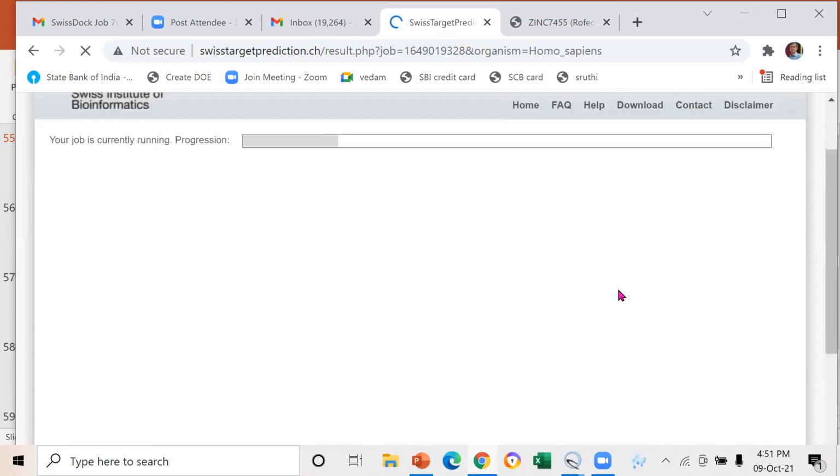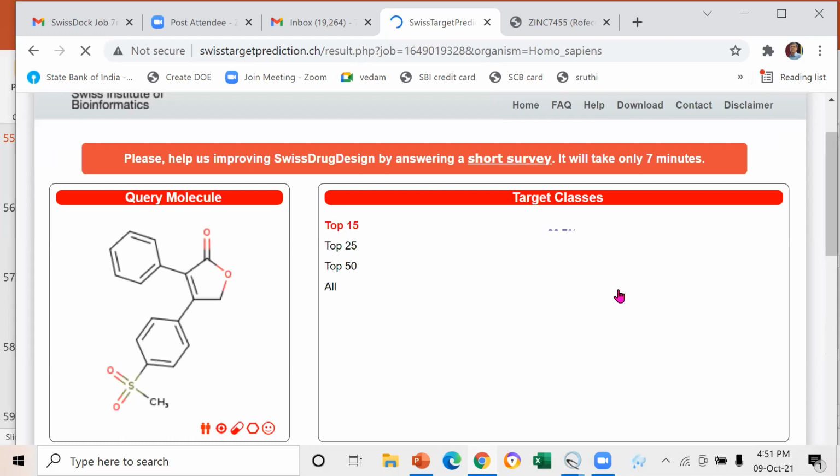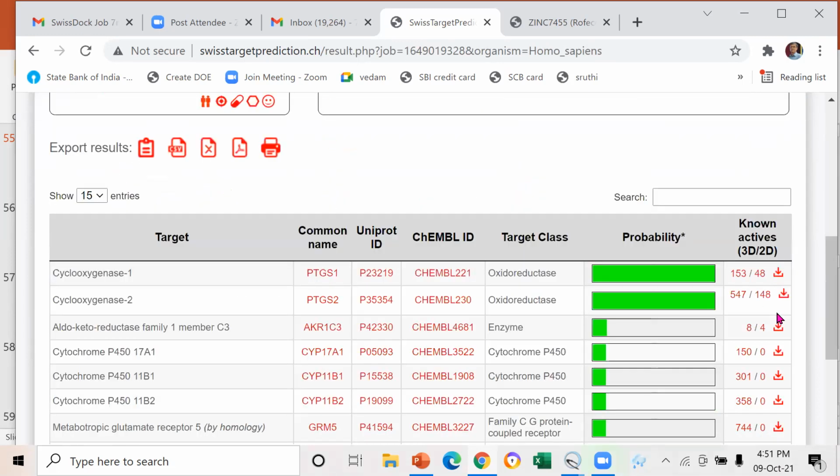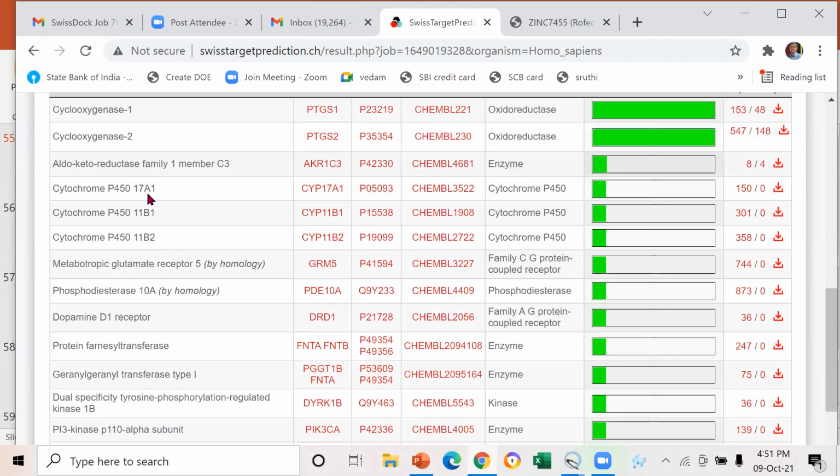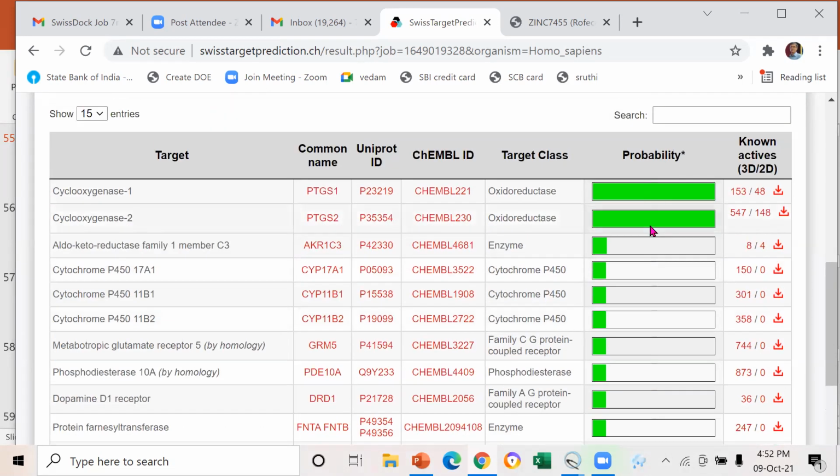So it will give you various possible targets for the molecule. These are prostaglandin synthase 1 and 2, involved in inflammation. So it binds to both these targets, of course. They are oxidoreductase type enzymes. It will also bind to ketoreductase enzyme and some cytochrome P450. These are xenobiotic enzymes found in the liver, which degrade drugs, but the percentage is low. These are the most possible targets, as expected. We know that, right? I also know that.